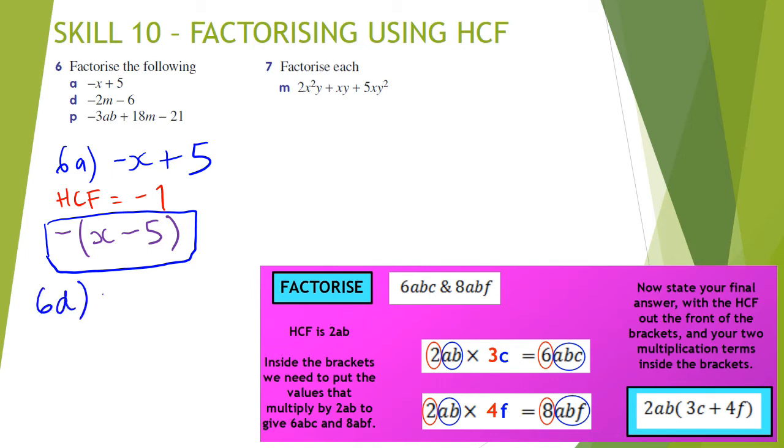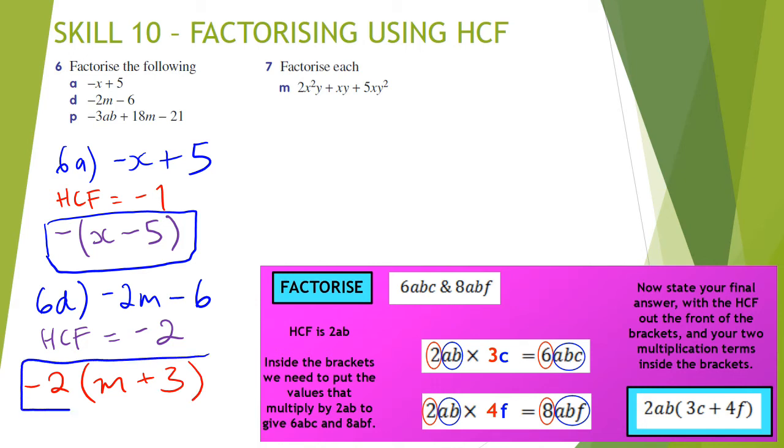6d. Negative 2m take 6. Highest common factor is negative 2. So we put negative 2 out the front. Negative 2 times m gives negative 2m. Negative 2 times positive 3 gives negative 6. And that's our factorized final answer.